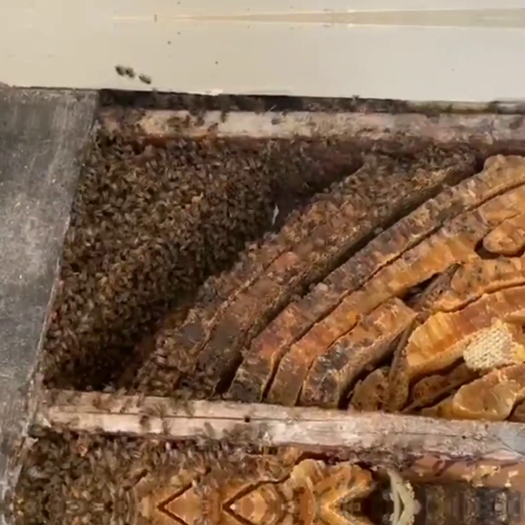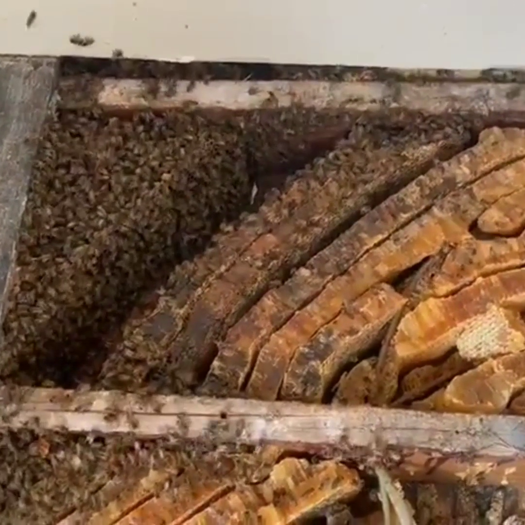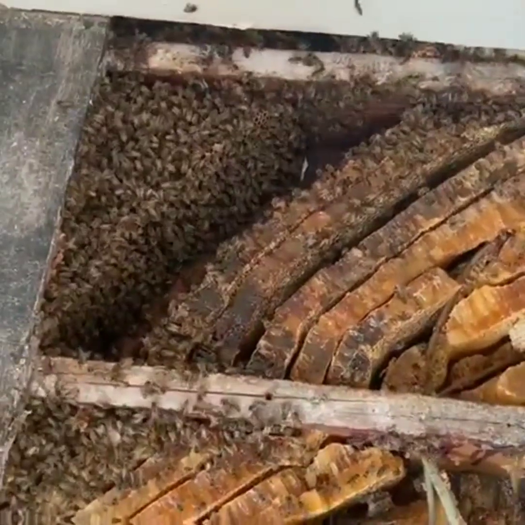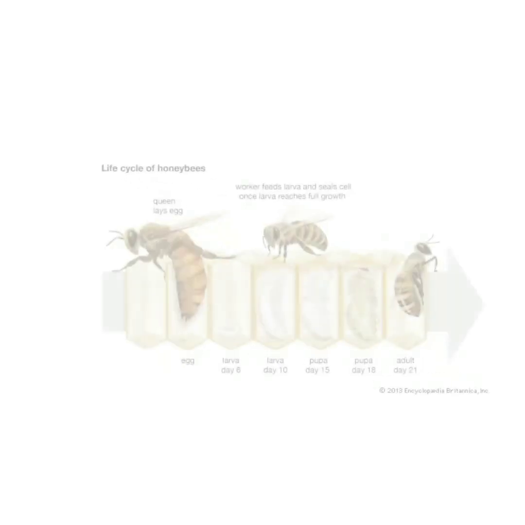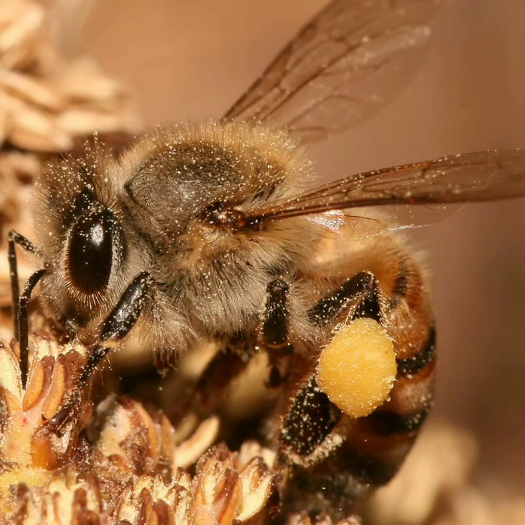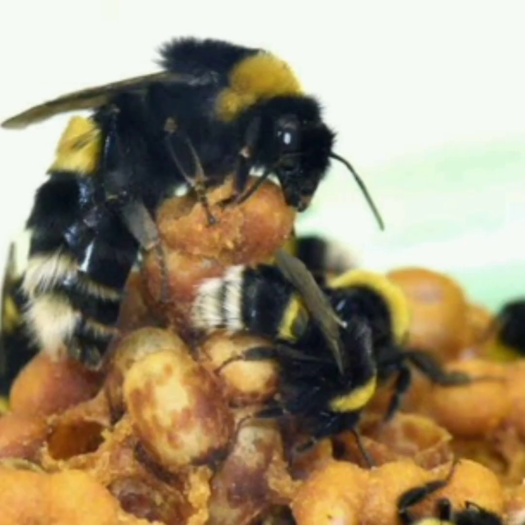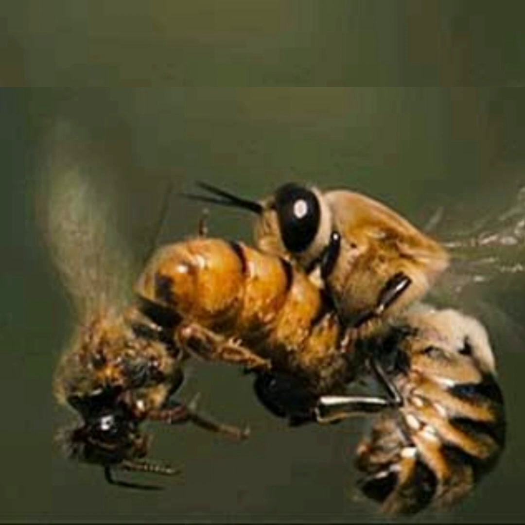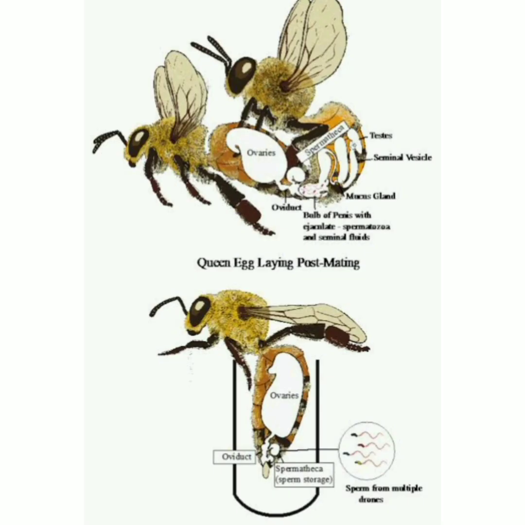Social organization: honeybees live in large, highly organized colonies consisting of a queen, thousands of female workers, and a few hundred male drones. The queen is responsible for laying eggs, while the workers perform various tasks such as foraging, cleaning, and caring for the young. Drones are solely responsible for mating with the queen.